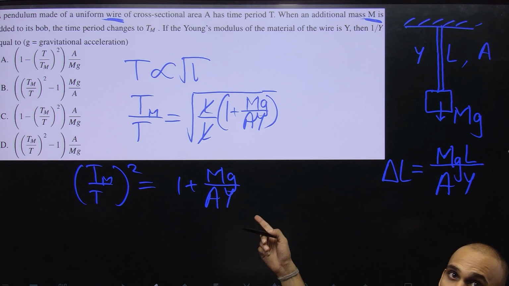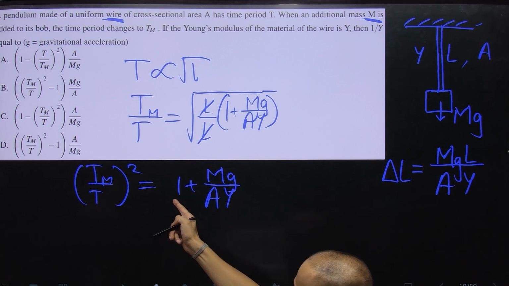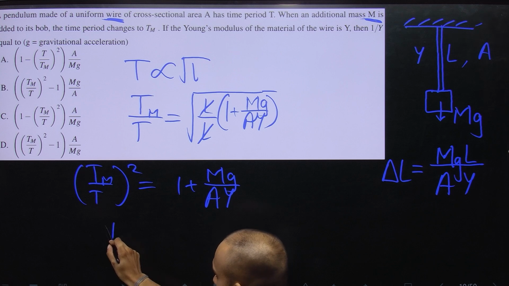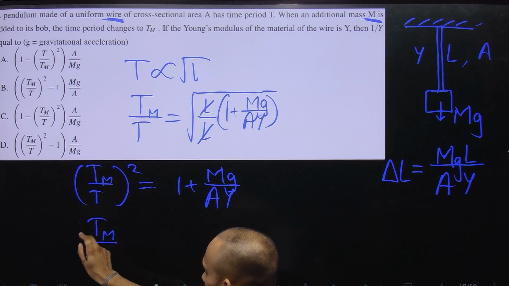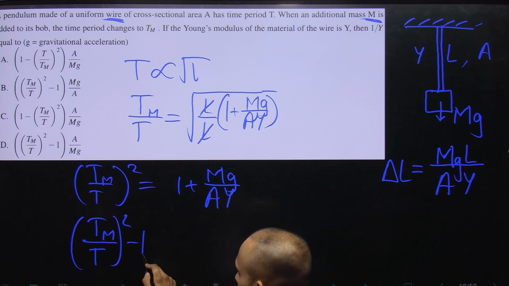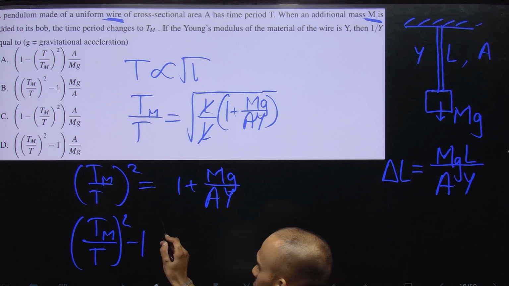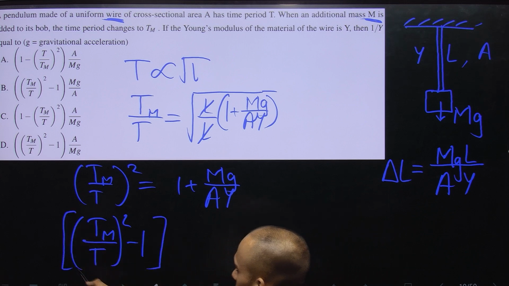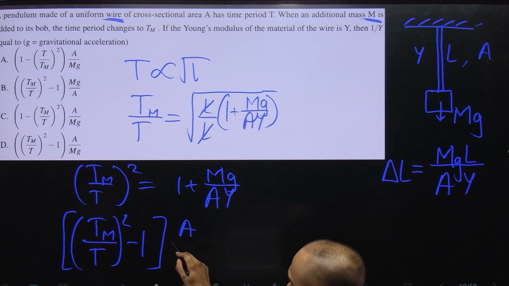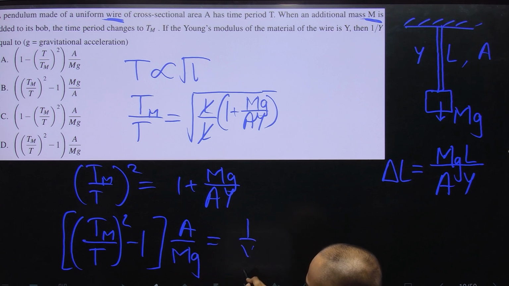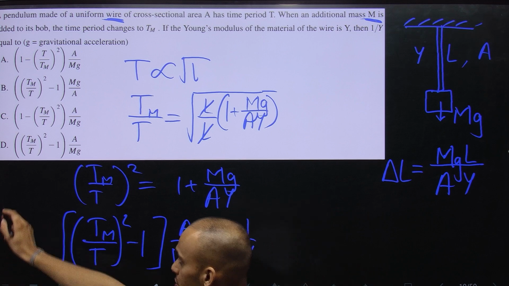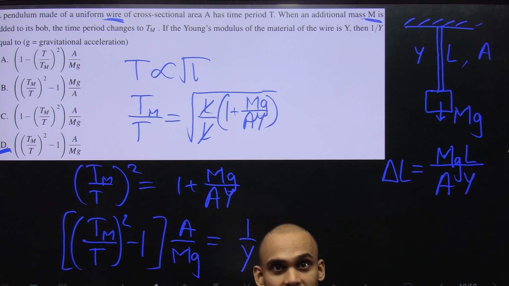Now since we want 1 upon Y, we can take 1 to the LHS. So we get T at m upon initial T whole square minus 1 should be equal to mg upon Ay. But we want the value 1 upon Y, so we can multiply it further by A upon mg by taking them to the LHS, and this will get the value 1 upon Y. Again, option D is matching in this case.